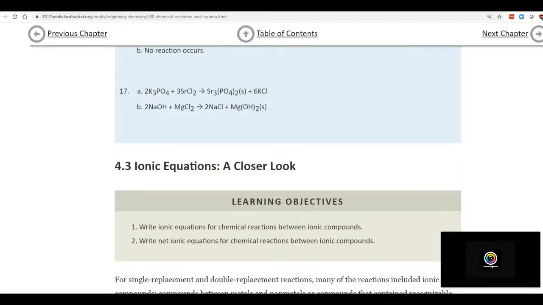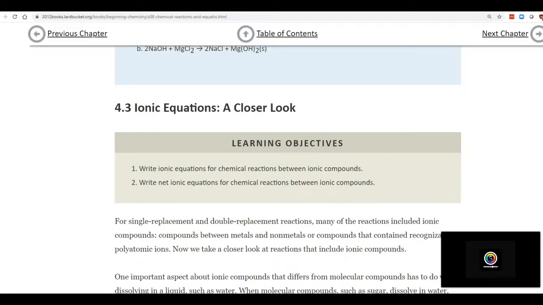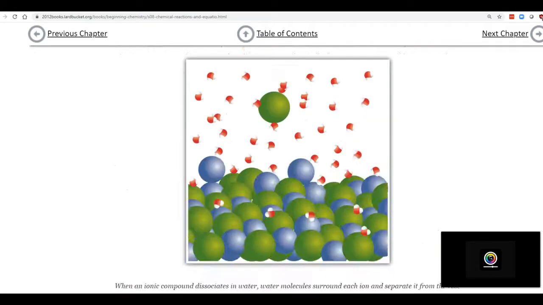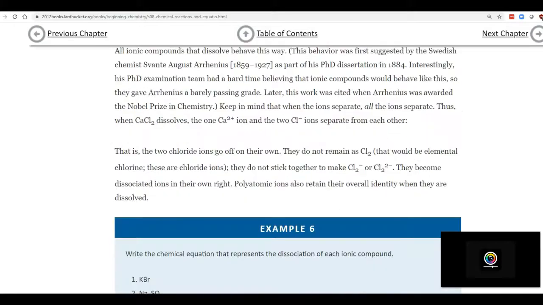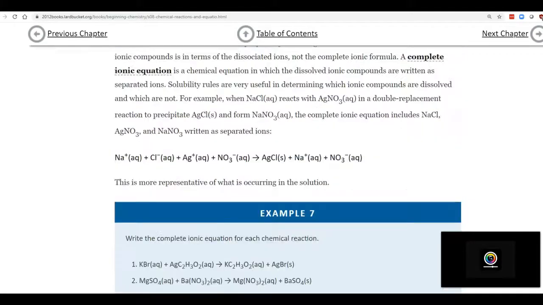The next one is ionic equations. Remember, ions are things that have charges, elements that have added electrons or removed electrons and become ions. So you'll learn about ionic equations and how they work and how things dissolve in solvents. And another important concept that you need is called complete and net ionic equations.